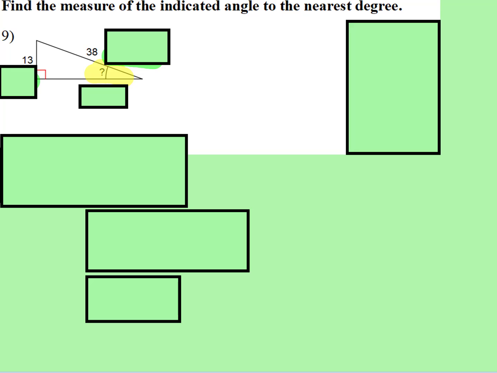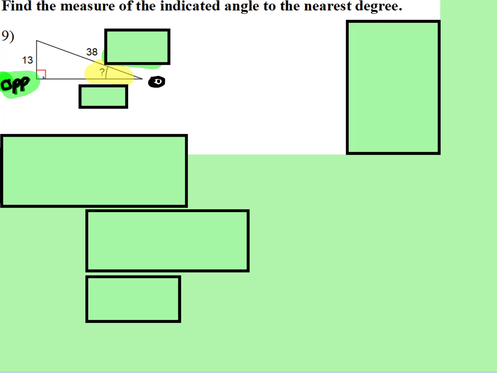So actually using a highlighter. Notice they didn't put a theta, they put a question mark. You could replace that question mark with a theta if you want, or you could leave it as a question mark. But notice that from the viewpoint of the theta, if your eyes were right there and you were looking from the viewpoint of that theta, what side is 13? Well, 13 is the opposite side.